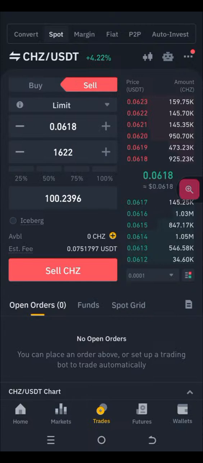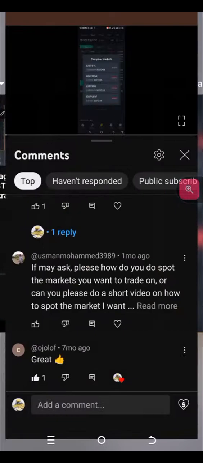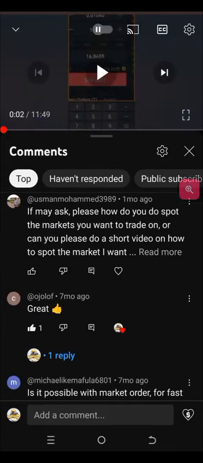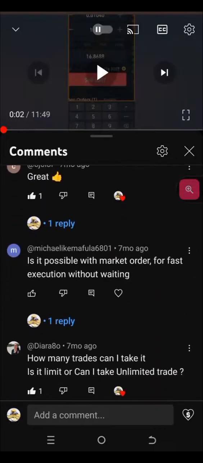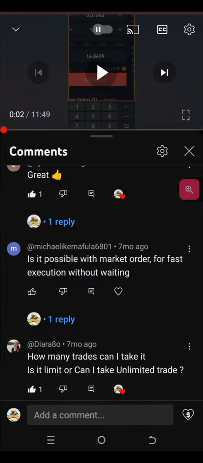And I hope this has been clear to somebody. All right, let's go back into our questions and see what else we need to answer. Good. So let's see. Is it possible with market order for fast execution? This question always comes up. Yes, it's possible, but you're not going to make money. If you want to get fast execution, you can do market order, but you are not going to make money. You will probably make a loss.